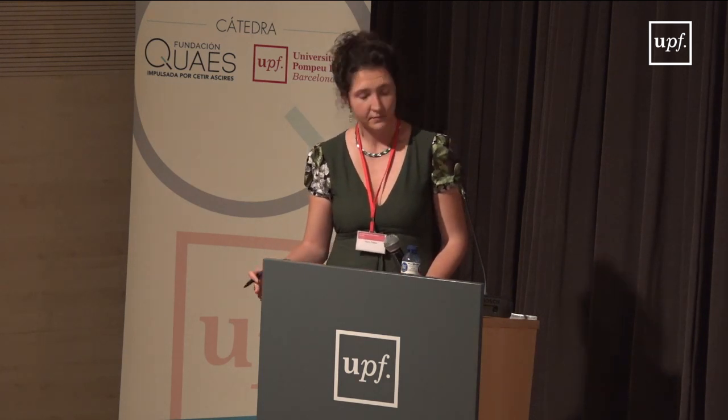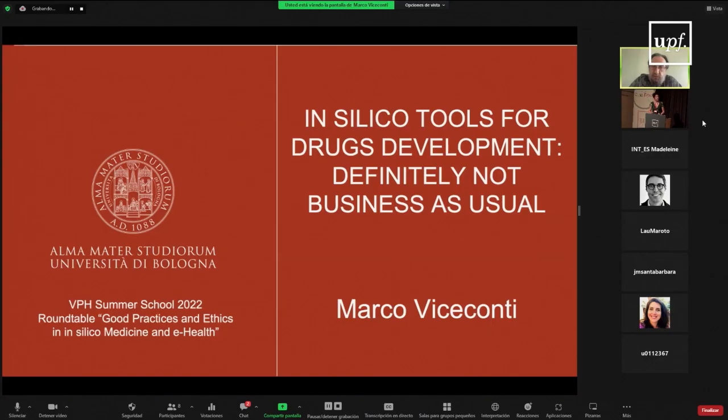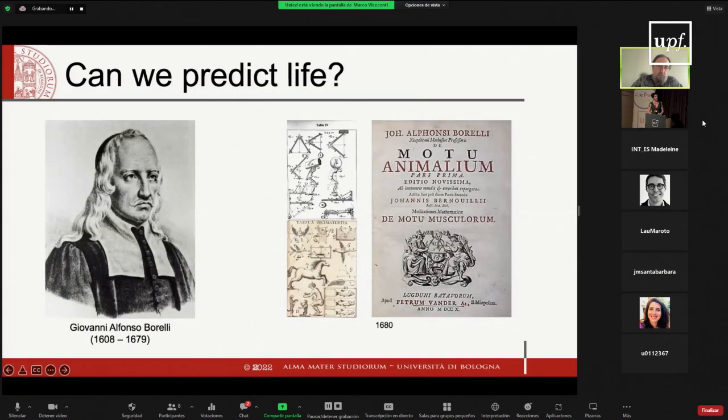The topic I'm going to focus on in this brief introduction is the situation of in silico medicine around the use of modeling and simulation for the development of new drugs. Why? Because this is a particularly complicated scenario right now. I will try to describe this in the next few minutes. So the fundamental question is, can we predict life? Can we use a computer model, a mathematical model, to predict what is happening around the health of an individual?